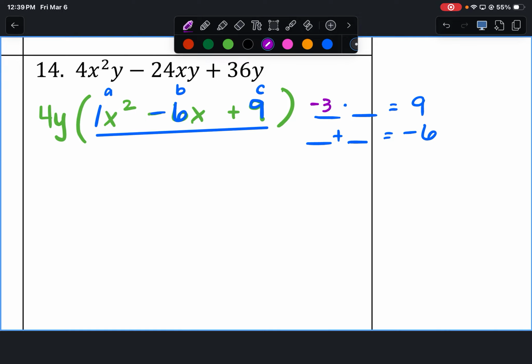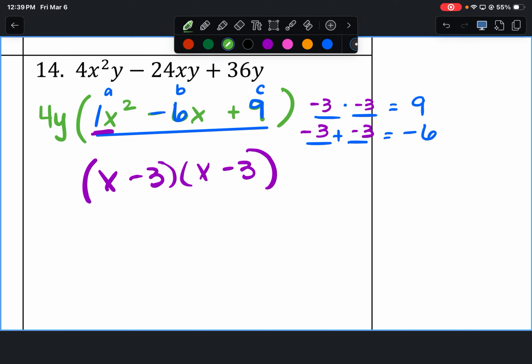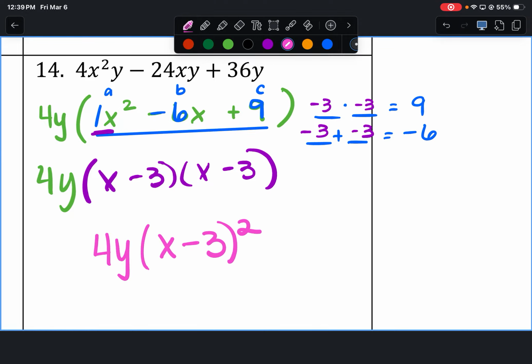Okay, so it is -3 and -3. Can we use the shortcut? Why? Because there's a 1 plus a. Okay, so we have x minus 3 times x minus 3. Is that our final answer, though? Bring down the 4y. And I could also write this as 4y times x minus 3 squared.